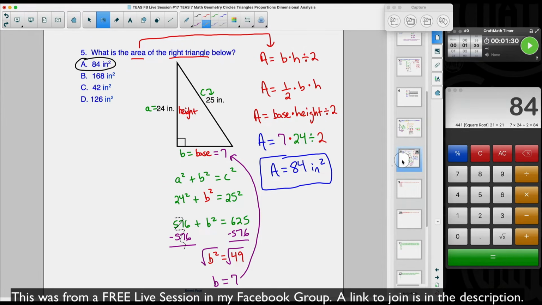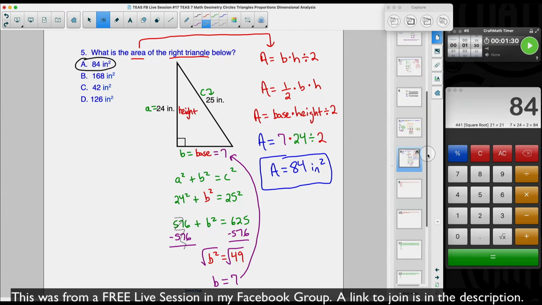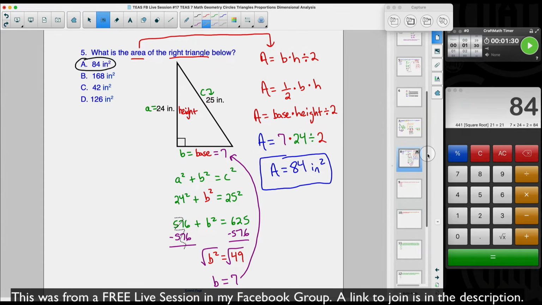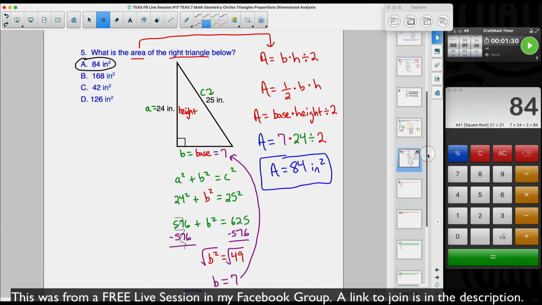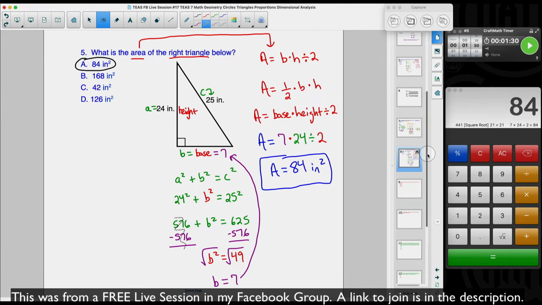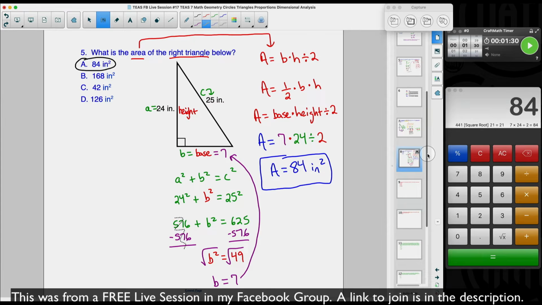So obviously there's going to be more geometry on the TEAS. Nicolette's asking, when do we need to know just the area of a triangle? If you're given the base and you're given the height, then you don't need to do any of this extra work. But we didn't know both the base and the height. If you do know the base and the height, you can just find the area of a triangle instantaneously.